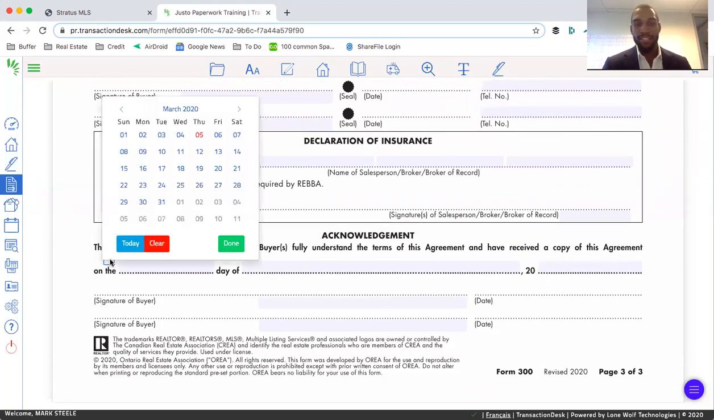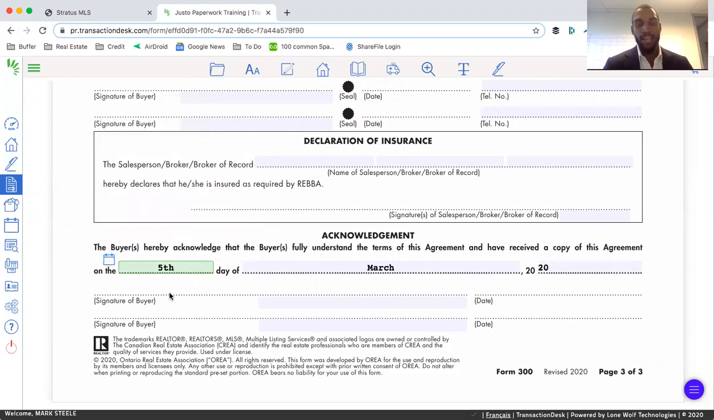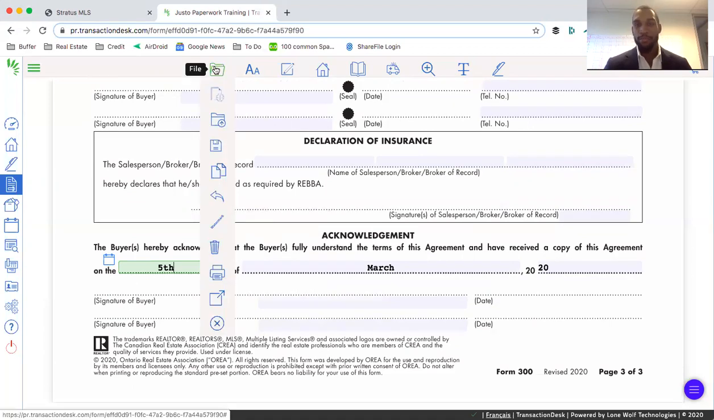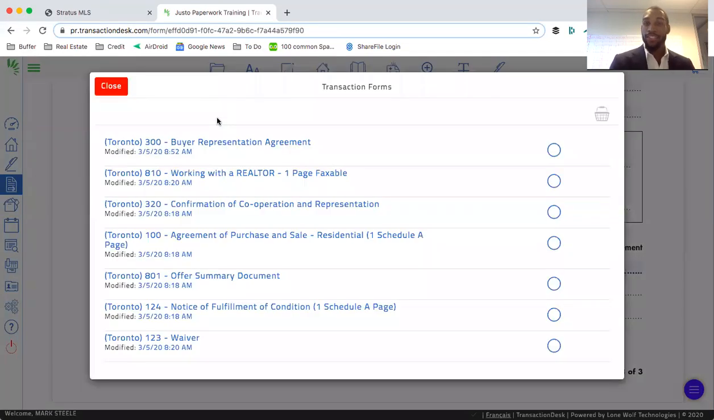On this line, you're going to put the date, whatever date they are signing the paperwork. So we're going to put the 5th of March again. And once more, your buyers are going to sign these lines and put the dates down there. Okay, so that is the BRA, very straightforward. Again, it's just a contract to make sure that you and your clients know you're working together and they're essentially attached to you for a certain period of time.